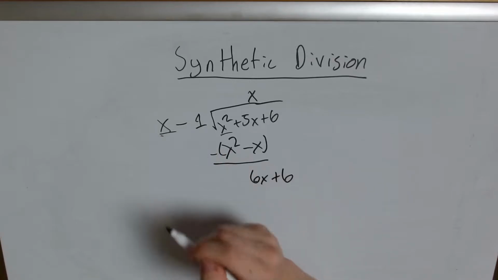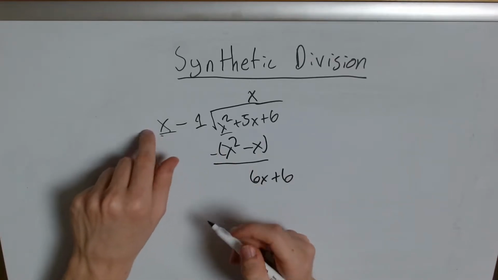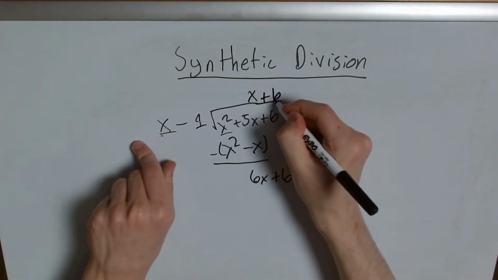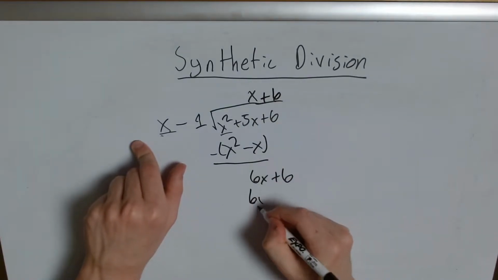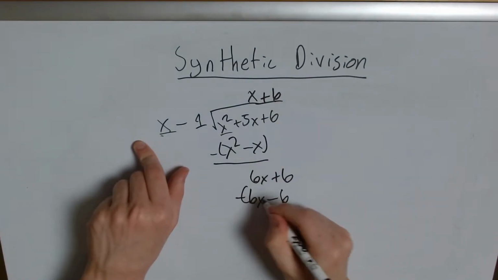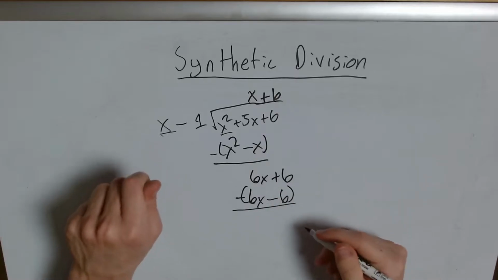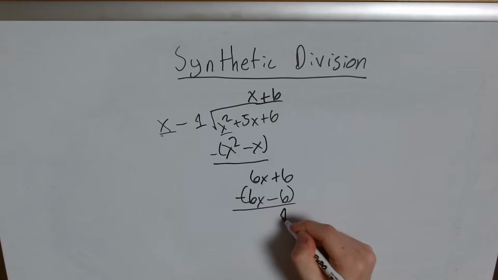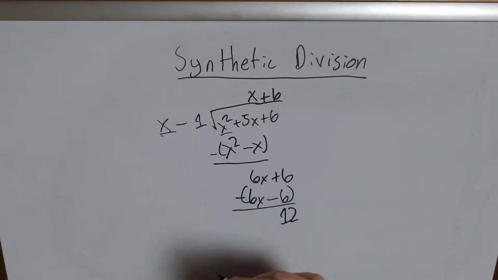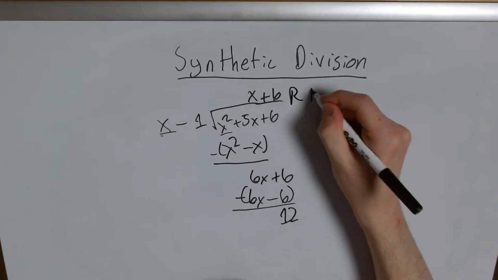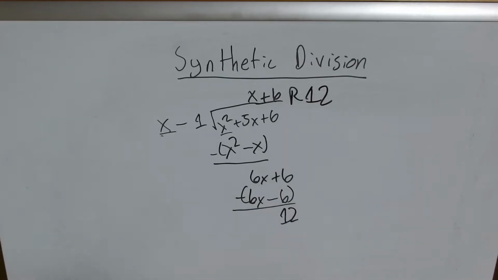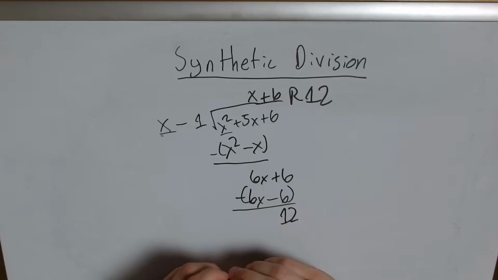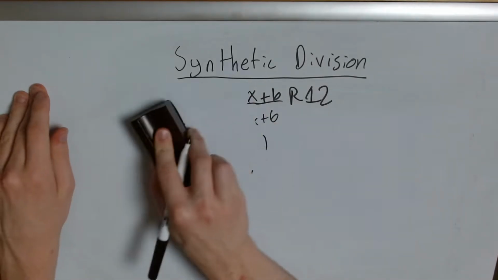In order to get 6x, I'm going to have to multiply x by 6. That's a plus 6 here. I get 6x minus 6, I subtract that. I get 6 minus a negative 6, which is actually 6 plus 6, or 12. So my answer is x plus 6 with the remainder of 12. It's a lot of work and a kind of annoying answer. Synthetic division makes that a whole lot easier. So what does it look like?